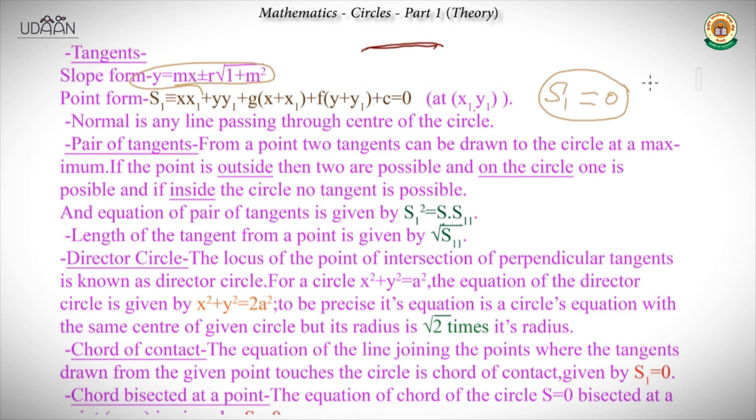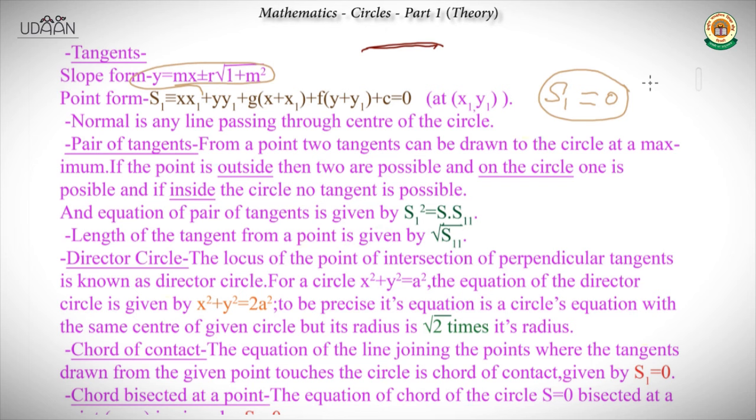There is a chord which is bisected at a point (x1, y1). If you want to find the equation of that chord, it is given by the equation S1 equals S11. We know what S1 is and what S11 is, so we will directly substitute and calculate the equation of the chord. We can note here that S11 will be less than 0 because the point is inside the circle. Now pole and polar.